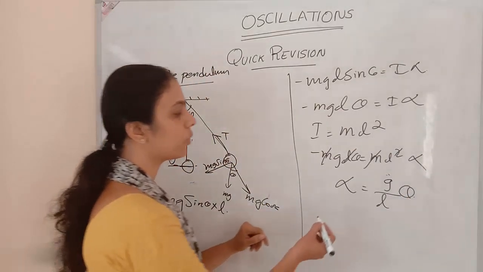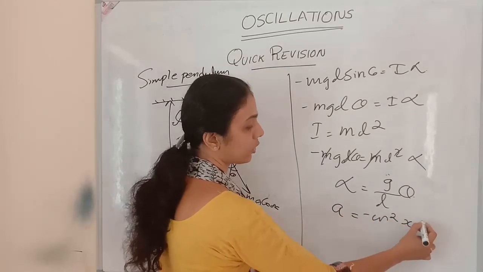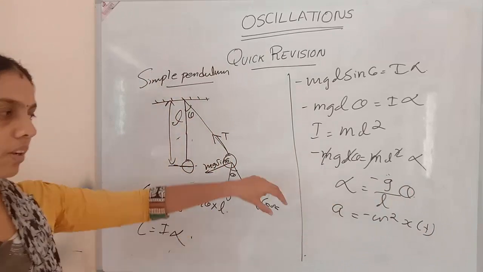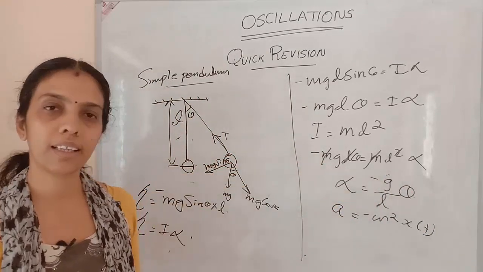So we know acceleration equals minus omega square x of t. Here also a negative sign is there. In terms of acceleration, this is oscillatory motion we are considering, right? So what is omega here?